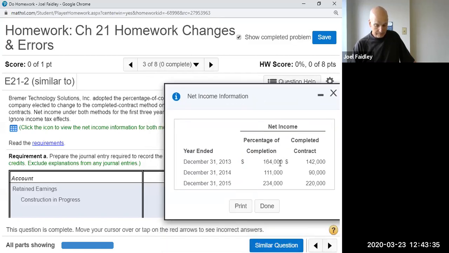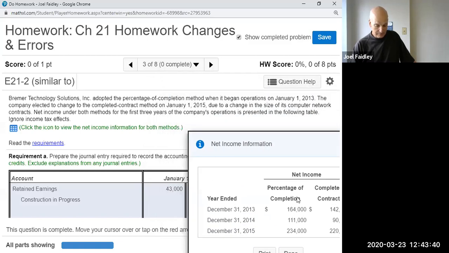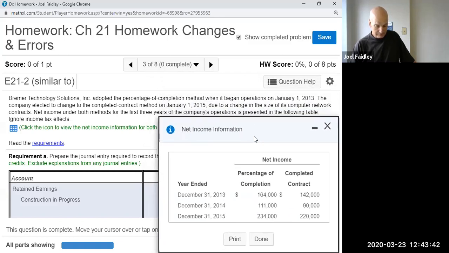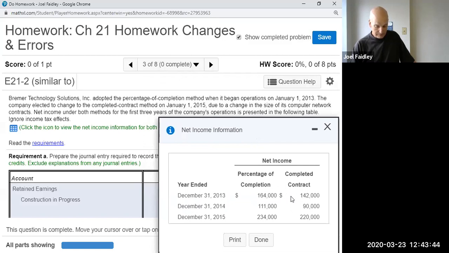$22,000, I'm sorry. 22,000 and 21 is 43. Yes. See that? $22,000 the first year, $21,000 the second year. 2015 is still open.